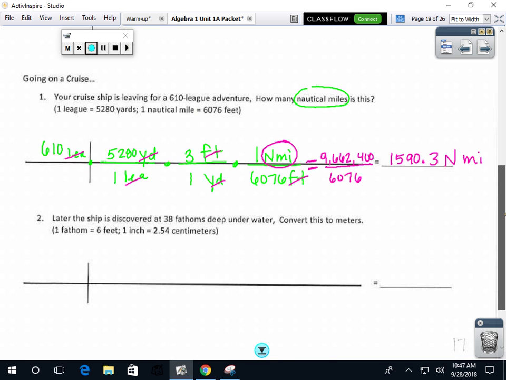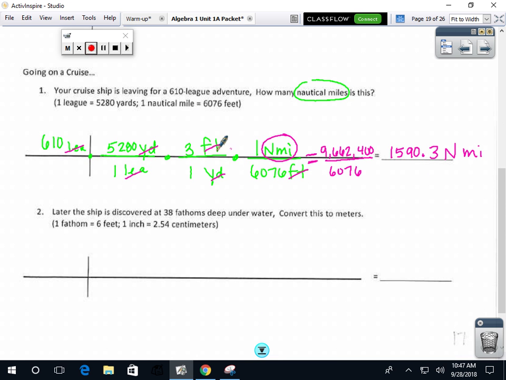Okay, now I want you to copy that, and then I'm going to leave it up there so you can reference it. I want you to try number 2 by yourself.